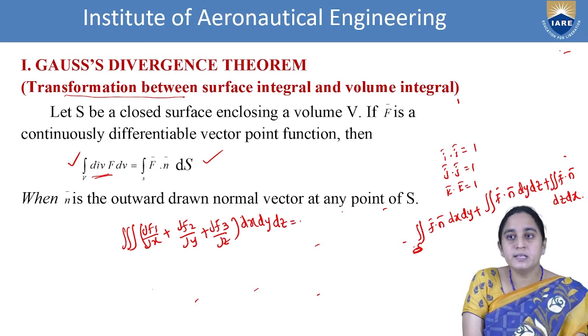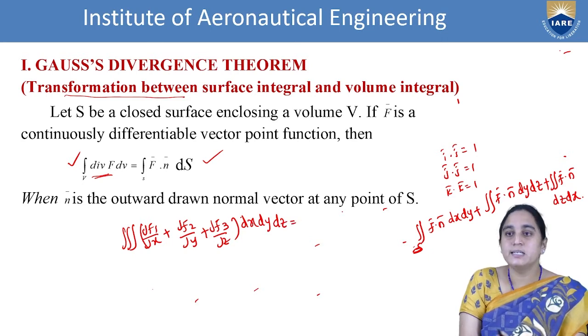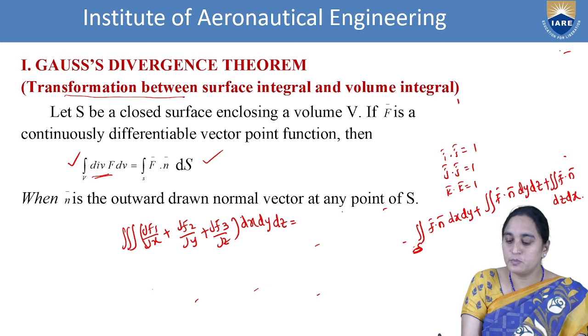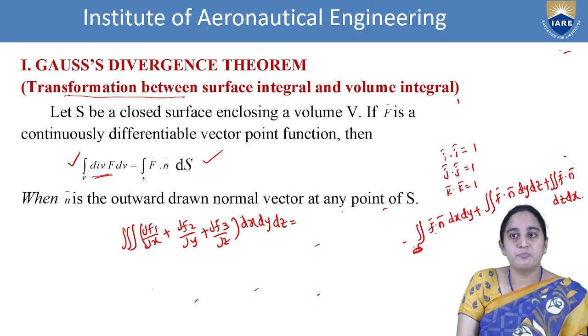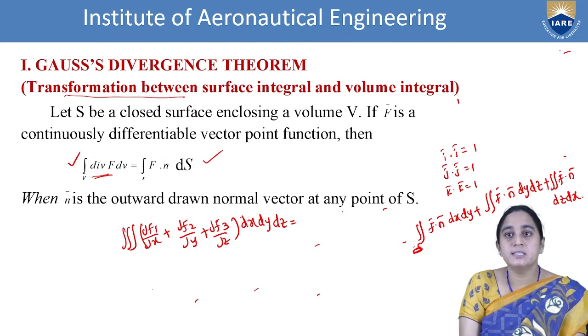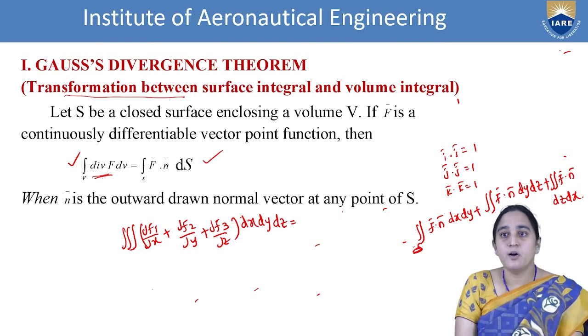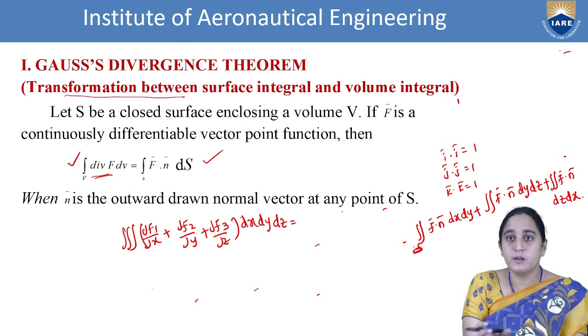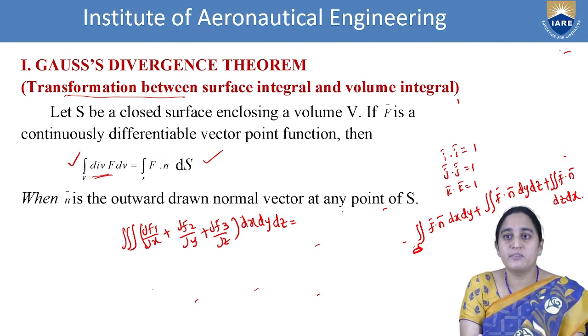That volume integral is equal to what here? That is equal to the surface integral formula, that is the double integral of f bar dot n bar dx dy plus the double integral of f bar dot n bar dy dz plus the double integral of f bar dot n bar dz dx. Here the normal vector is the outward drawn normal vector at any point of S. I'll explain what the outward drawn normal vector at any point of S means, on the problems.